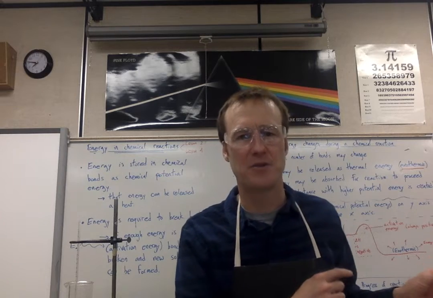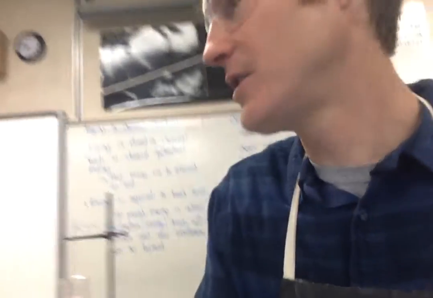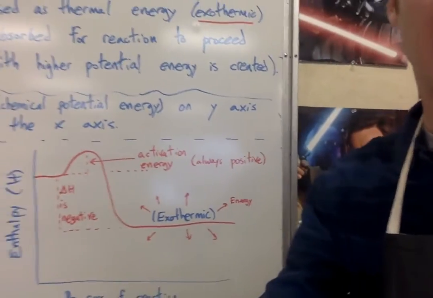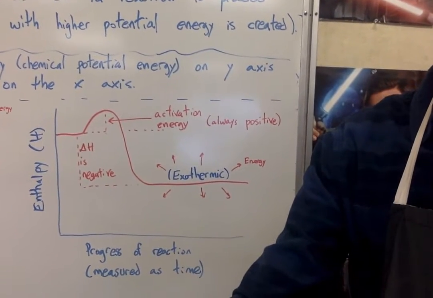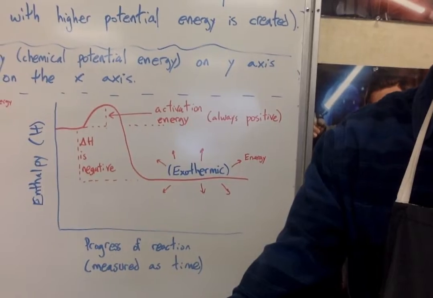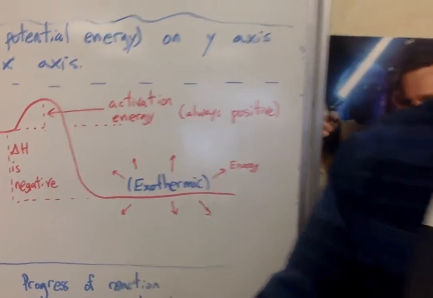I'd like to go to the exothermic reaction next. So again, let's look at this here. In an exothermic reaction, we start high and we go low. Otherwise, the shape is similar. And again, notice this: energy is being released to the surroundings.